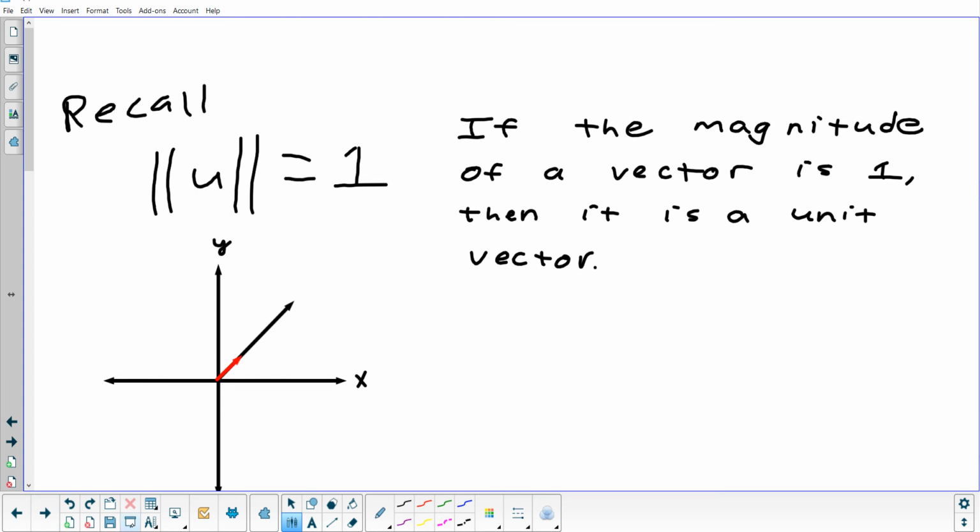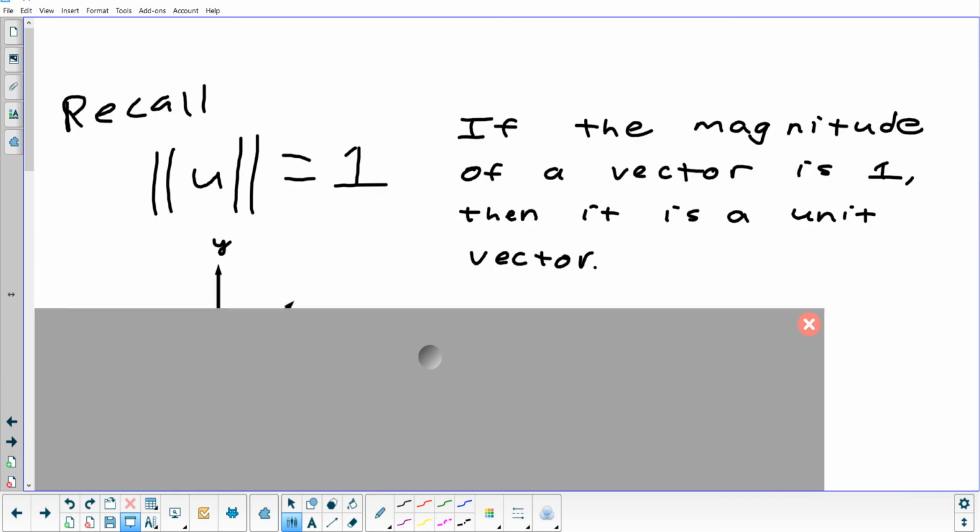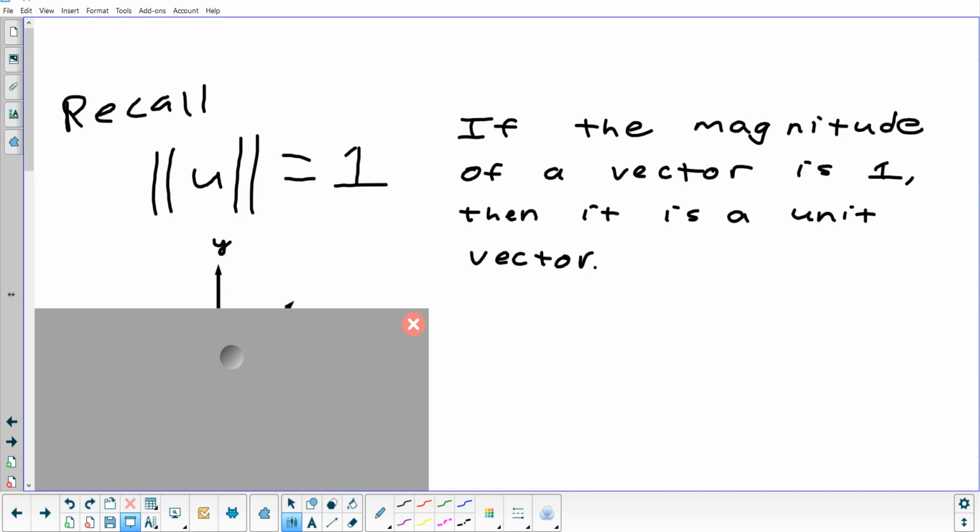So, remember what we said about unit vectors? We've said this several times. A unit vector is just a vector that has a length of 1. What I want to do is come up with a formula that can turn any vector into a unit vector. So the formula is basically going to scale it. If it's too long, it'll make it shorter, so it's 1 unit. If it's too short, it'll make it longer.